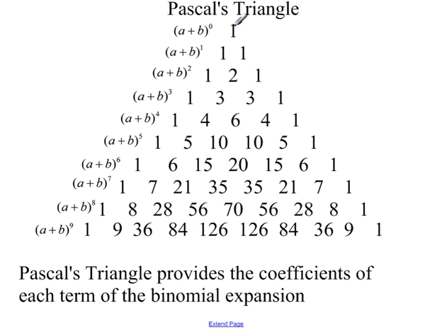(a + b) to the 0, that's just 1. Anything raised to the 0 power is 1. (a + b) to the 1, that's just a plus b. The coefficient here is 1, and the coefficient here is 1, so we get 1 and 1 for the coefficients. Now here's where it starts to get a little interesting. We're going to have coefficients of 1 and 1 on the sides, but the middle coefficient is 2, and the way we get that is if we go one row above and add 1 and 1, we get 2.